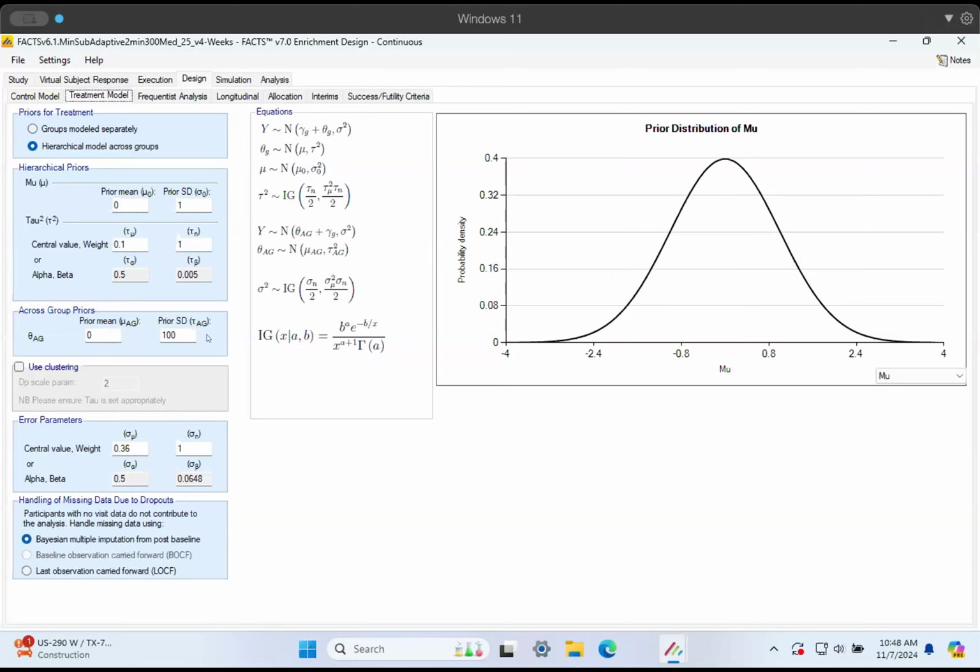For the error parameters, we have some idea of what we think the variability in the study is going to be. So we're placing a central value of 0.36 and a weight of 1 on the standard deviation parameter.